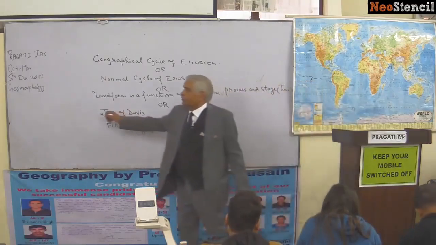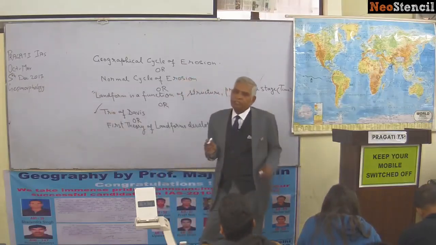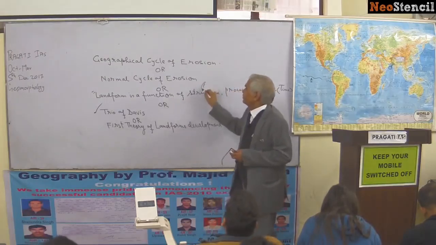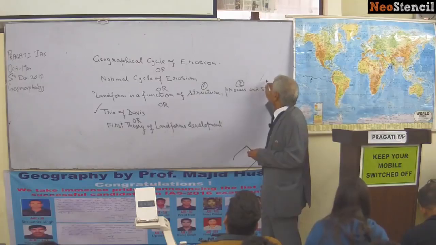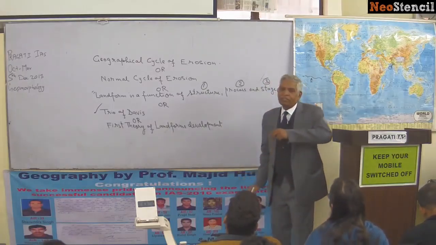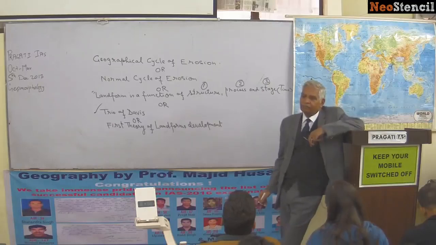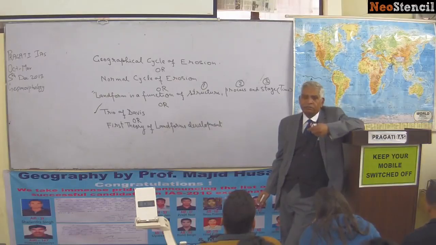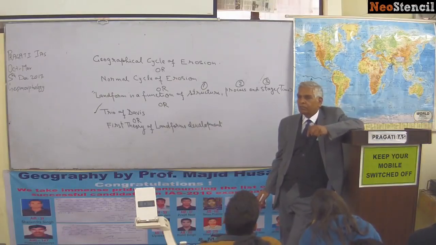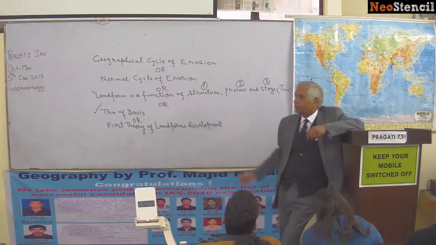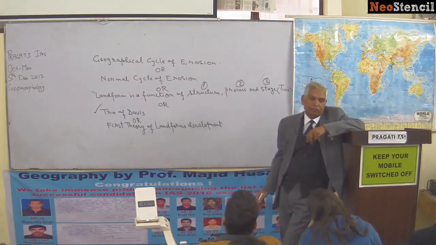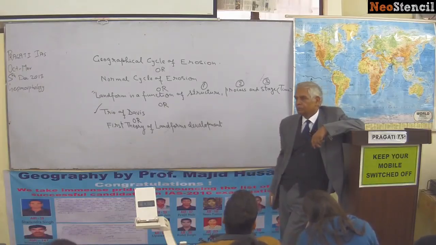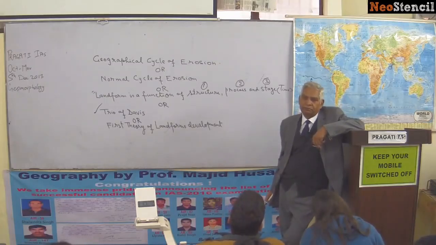Okay, what is this trinity of Davis? Davis was a geomorphologist, William Morris Davis. He said, landform is a function of structure, process, and stage. This is three. It is known as the trinity of Davis. The question may be on the geographical cycle, or the normal cycle of erosion, or landform is a function of structure, process, stage, or trinity of Davis, or the first theory of landforms development. All stand for the same, they are synonyms, they are interchangeable. So there is no need to be nervous.